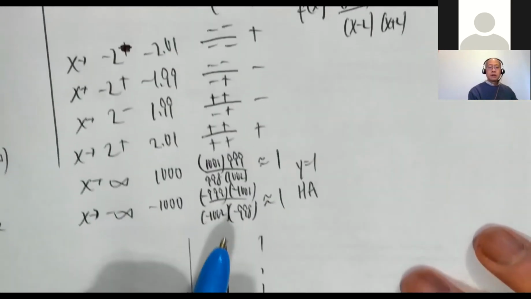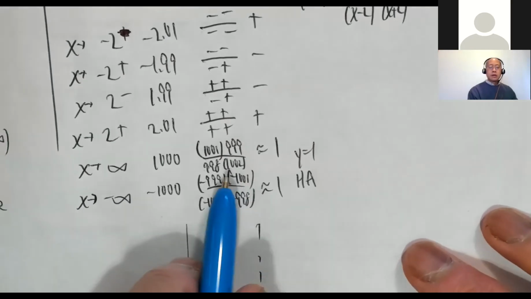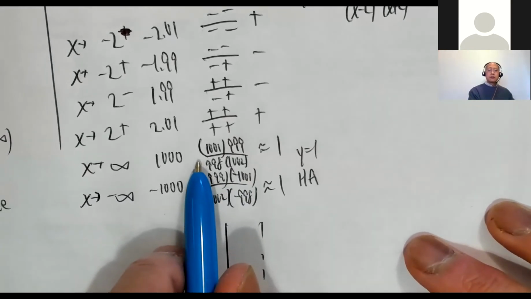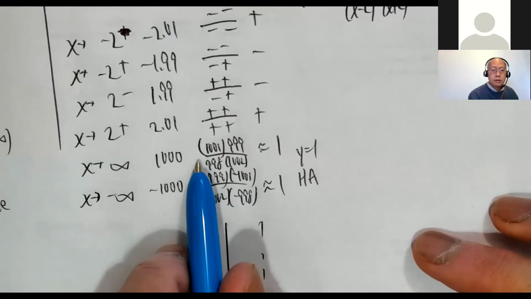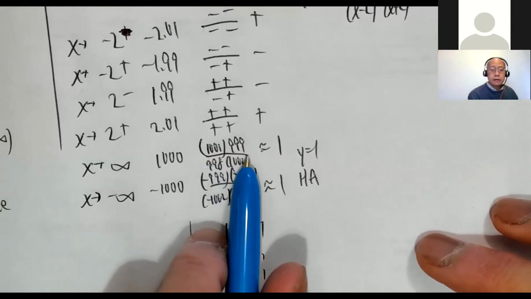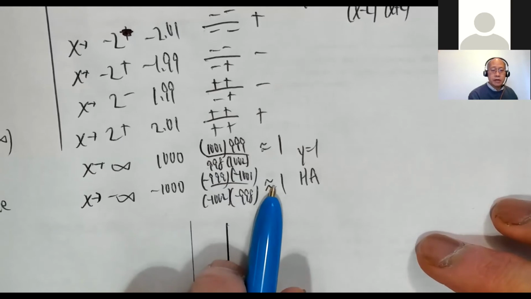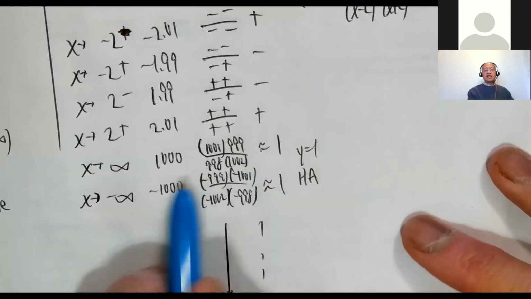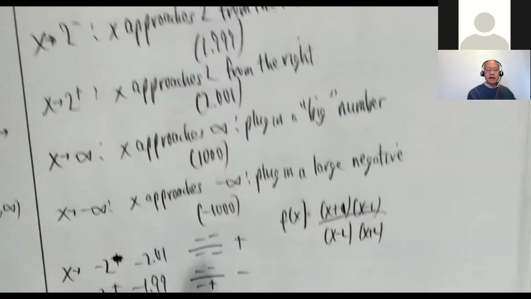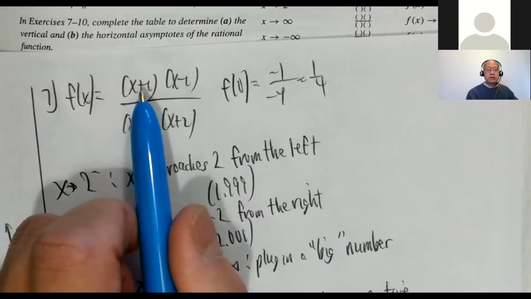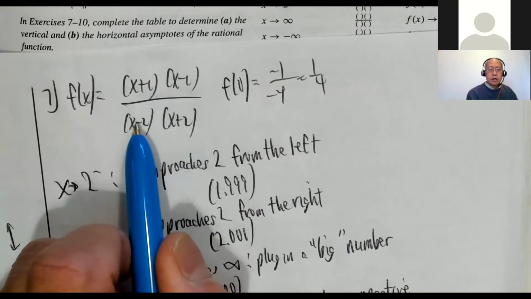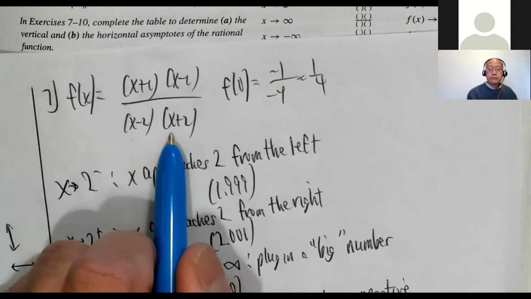If you go down to the table, that's what I was confused about. Because at x equals 1,000, it's roughly equal to 1. Correct. And -1,000 also gives me roughly 1. We'll learn techniques to figure that out faster, but essentially the idea is 1,000 is so big, it has almost no effect if I add or subtract 1, or if I add or subtract 2.